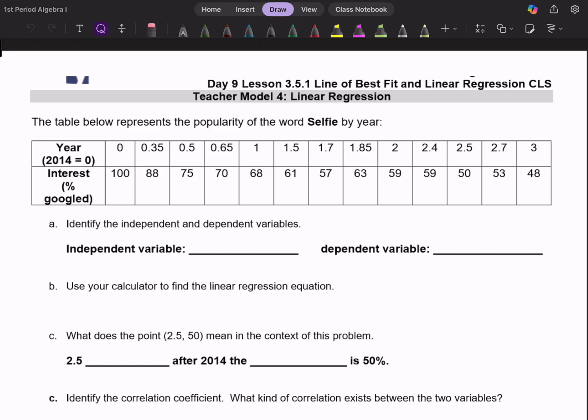All right, let's take a look at an example of solving a word problem using a calculator. Okay, this is on page 4 of your notes. The table below represents the popularity of the word selfie by year.